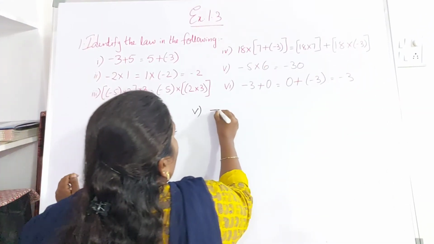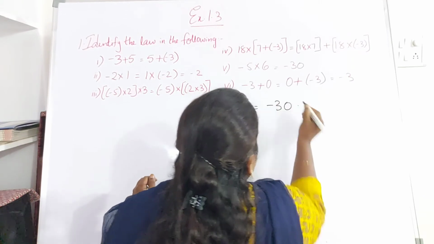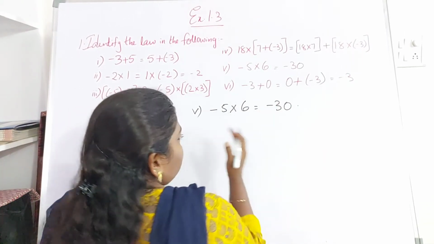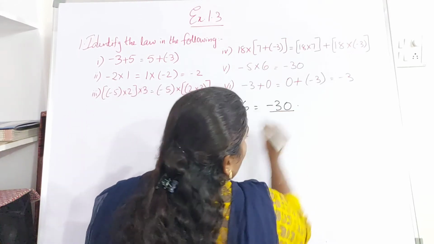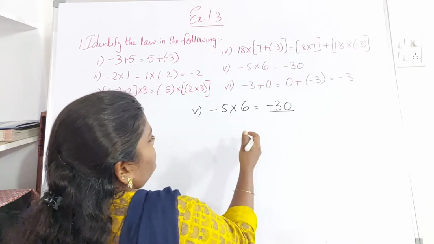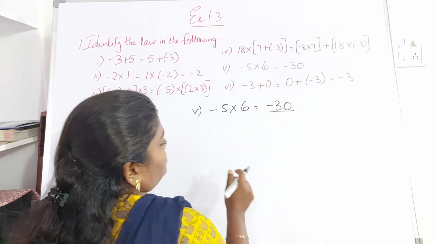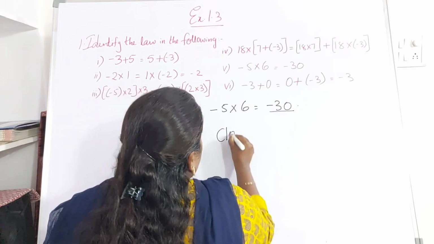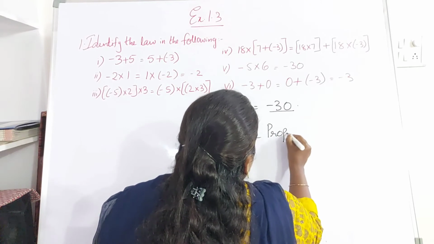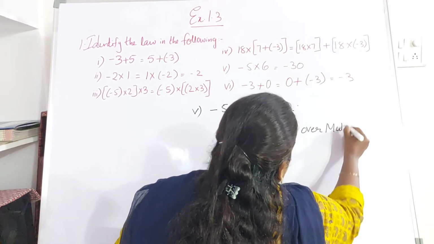Fifth one, it is minus 5 into 6 is equal to minus 30. So here it is A, two numbers are multiplied and it gives a product. So this is nothing but A into B, the product exists in the integers. So this is nothing but closure property over multiplication.